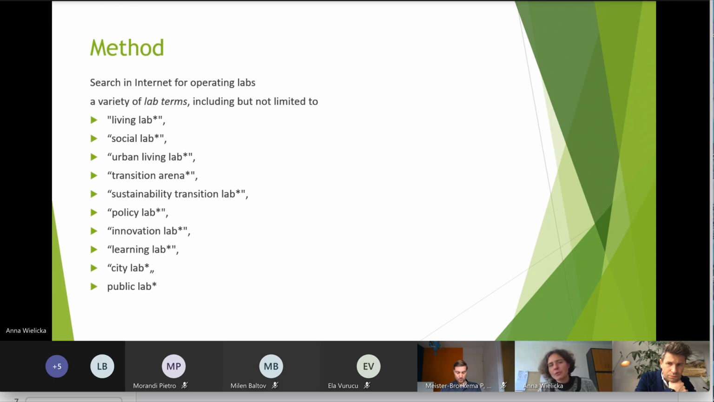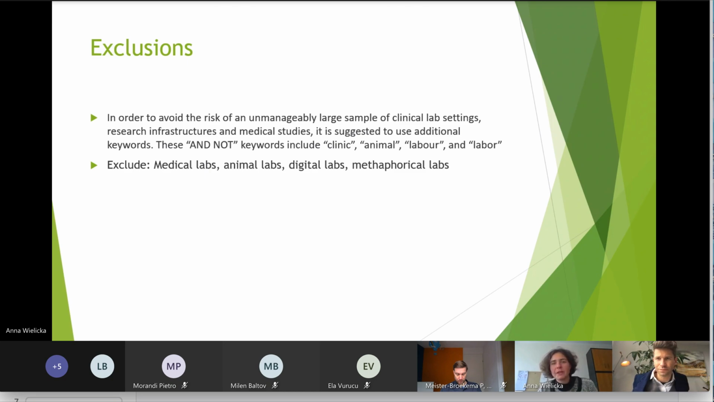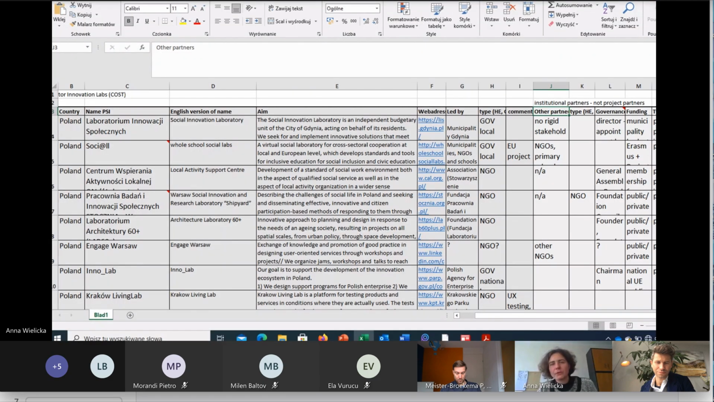So, living lab, social lab, urban living lab, transition arena, sustainability transition lab, policy lab, innovation labs, city lab, public lab, this kind of terms appear to be relevant, especially in terms of studies based on literature. So we use a very similar algorithm. And here we have, of course, to exclude those labs that are connected to medicine, so animal or labor.